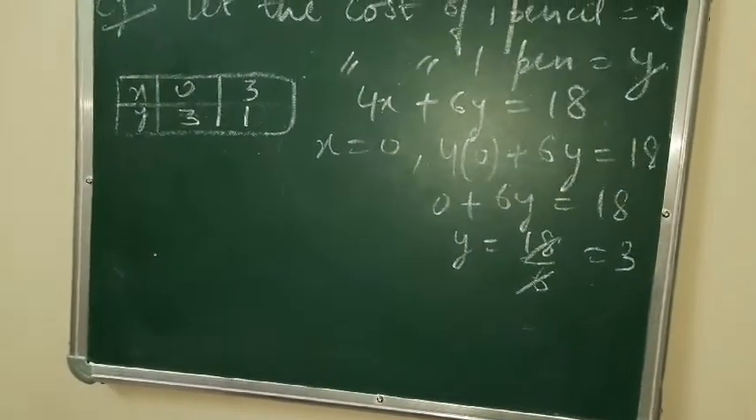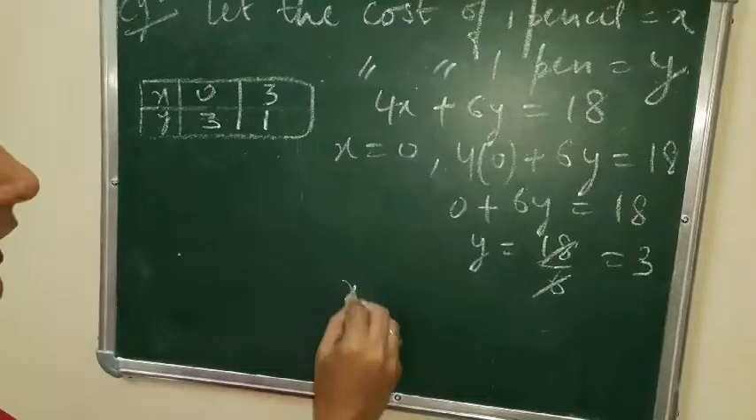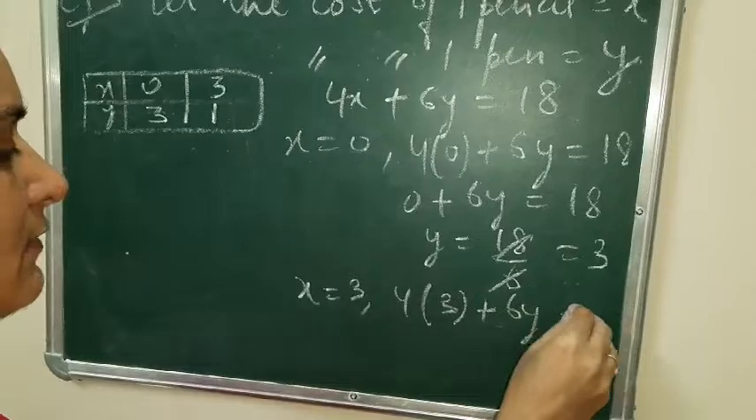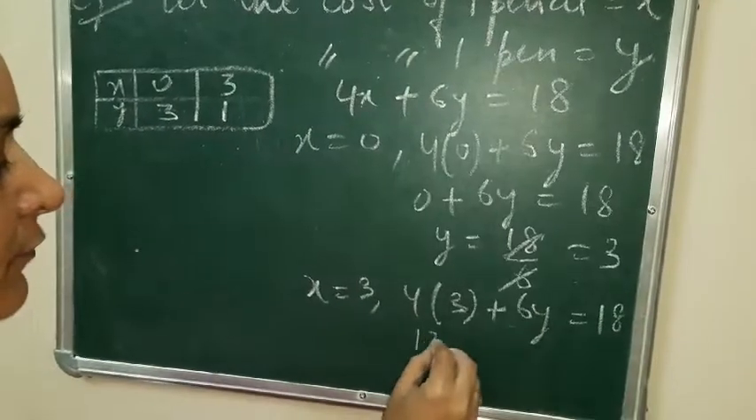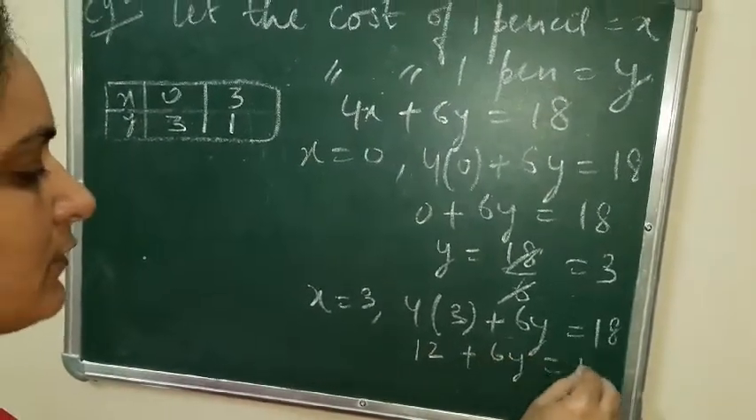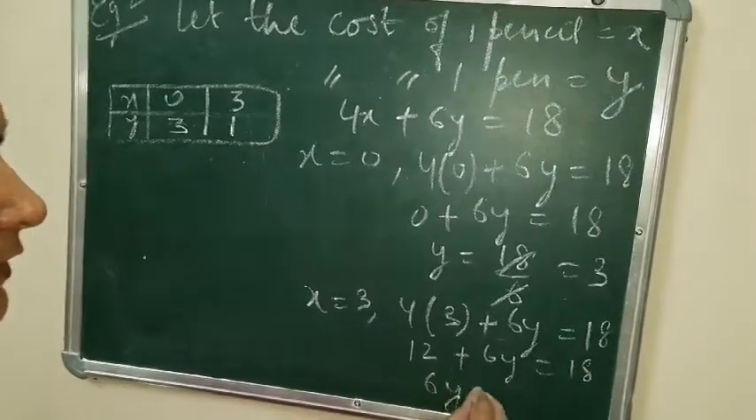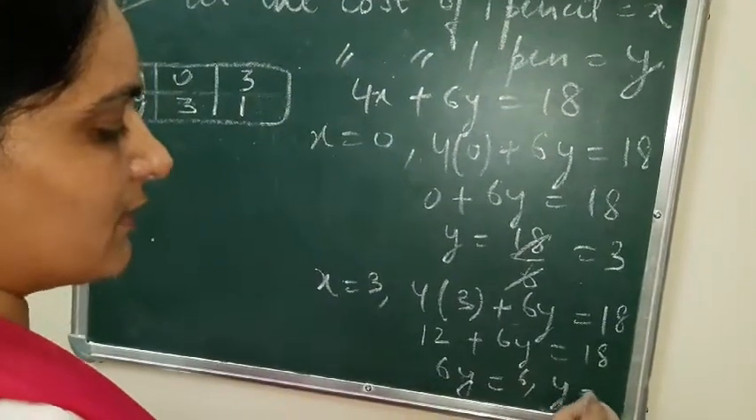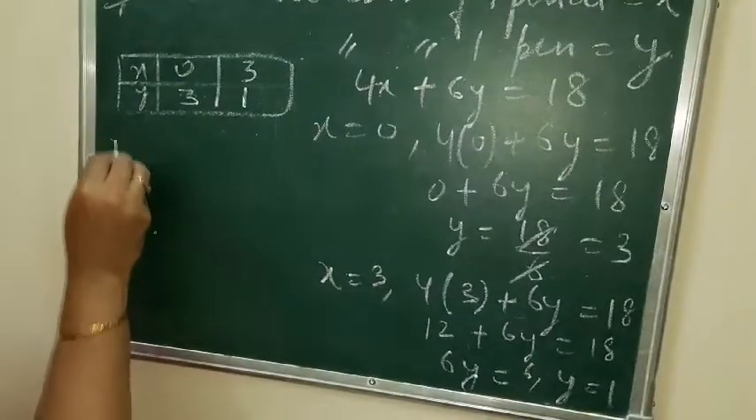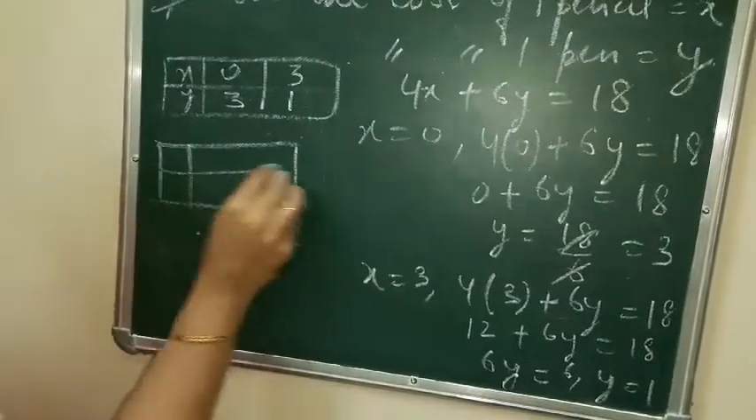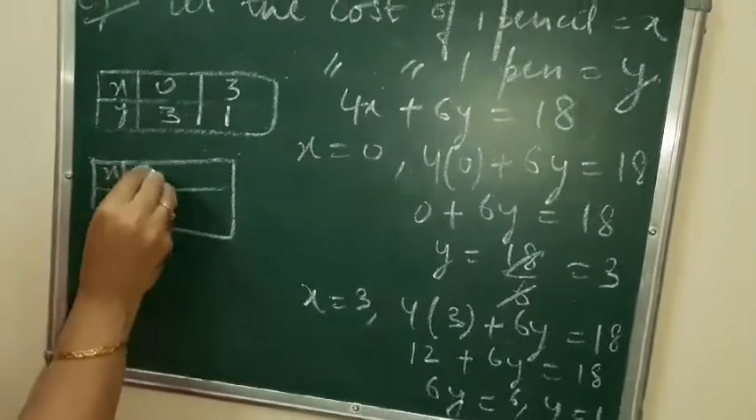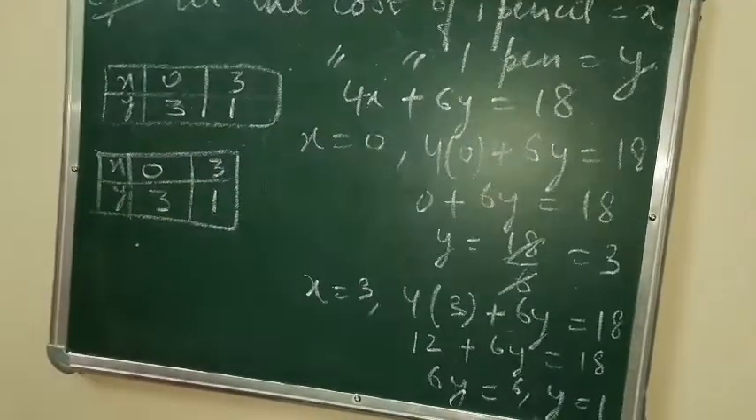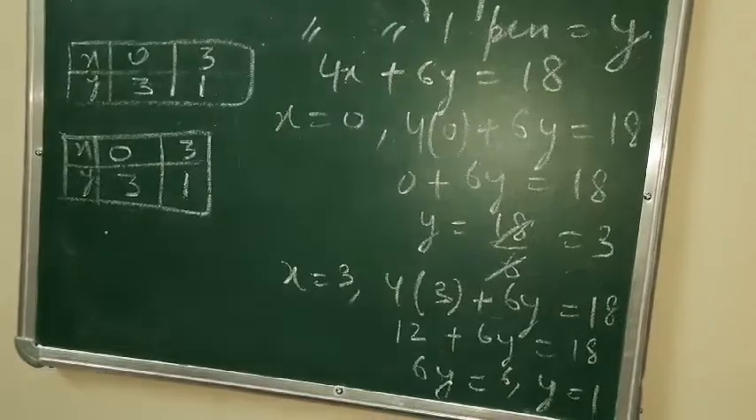Next you can take x equal to 3. So 4 into 3 plus 6y is equal to 18. 4 3s are 12 plus 6y equal to 18. 6y is equal to 18 minus 12, which is 6. So y is equal to 1. Let's make the second box also. When x is 0, y is 3. When x is 3, y is 1. So this is my solution for my second equation.